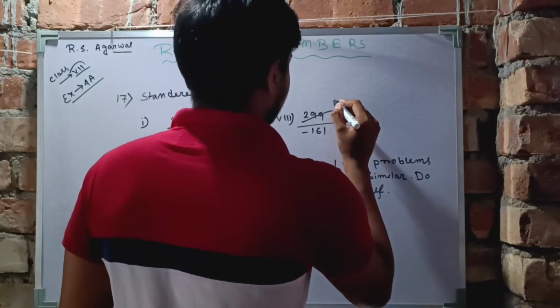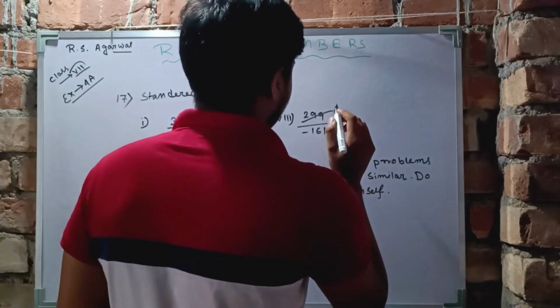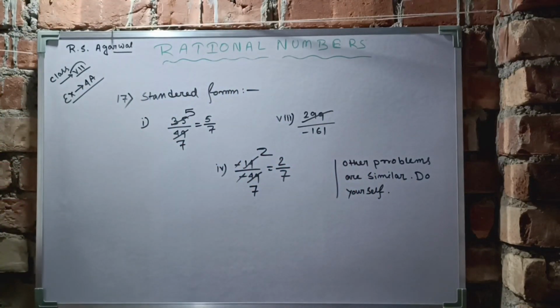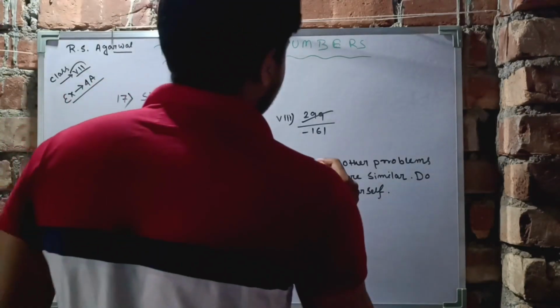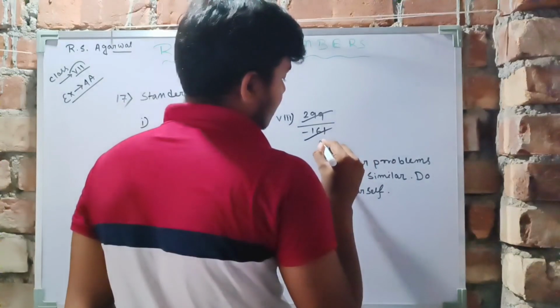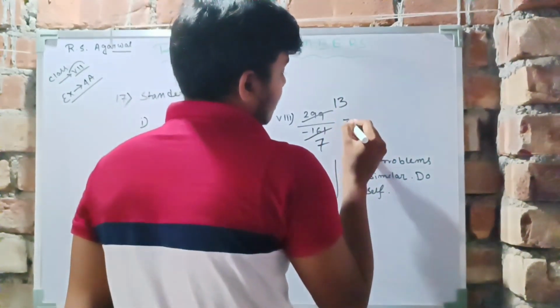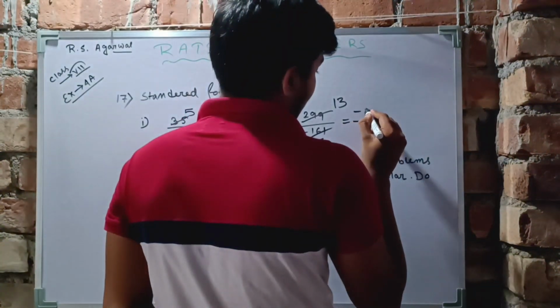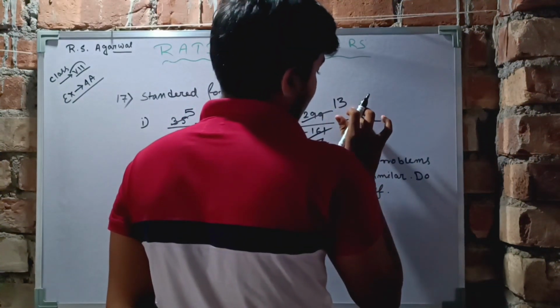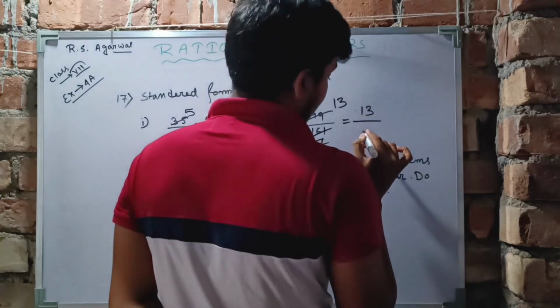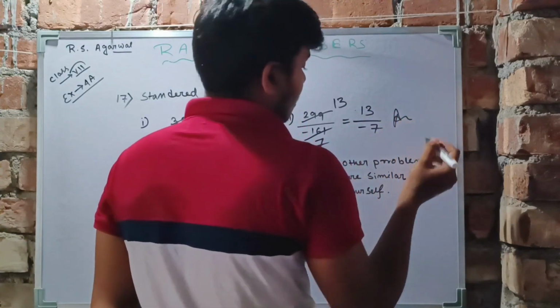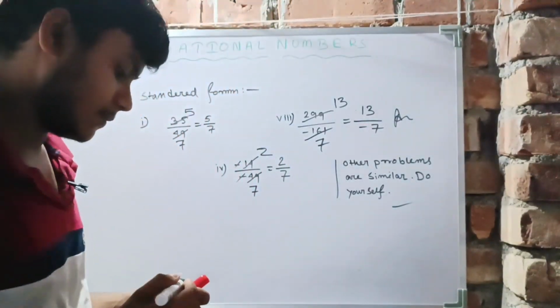299 divisible by 7... This is divisible by 23. 23 7s are 161, 23 13s are 299. That means -9 by... 13 by -7. Other problems are similar. Do them yourselves.